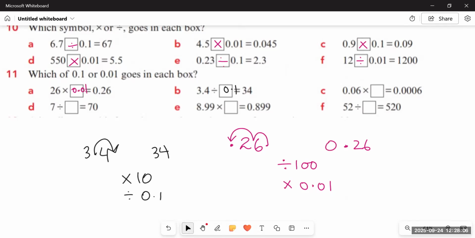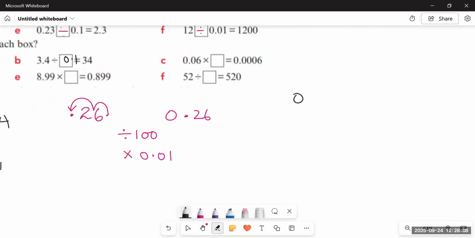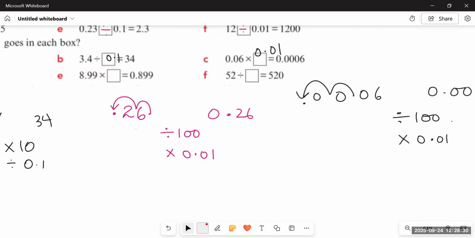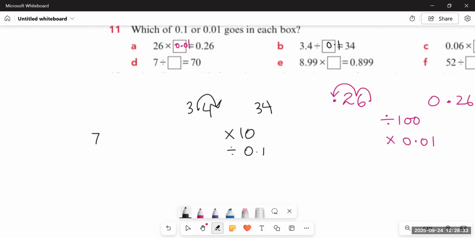Then we have 0.06. And here it is 0.0006. It means the decimal has moved 2 places backwards and it became 0.0006. It means we have divided it by 100. And dividing any number by 100 means multiplying it by 0.01. Then comes part D. Part D is 7 divided by something. Let's see what the two numbers are. 7 and 70. We are multiplying it by 10. It means we are dividing it by 0.1. So here comes 0.1.